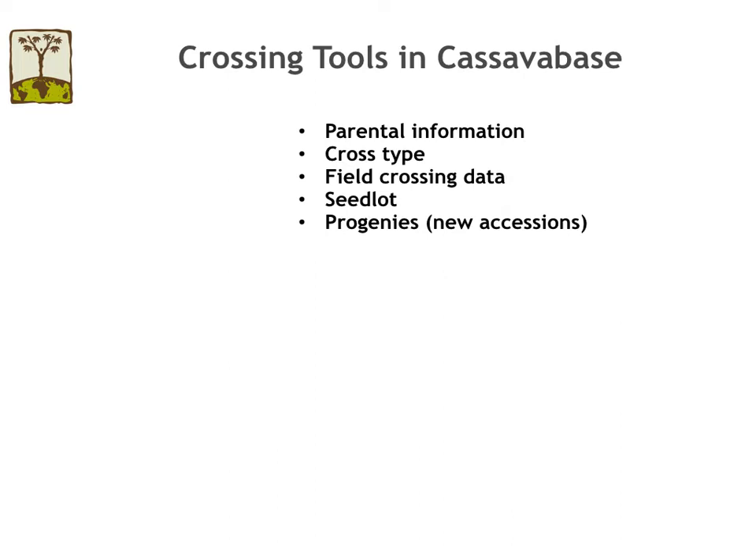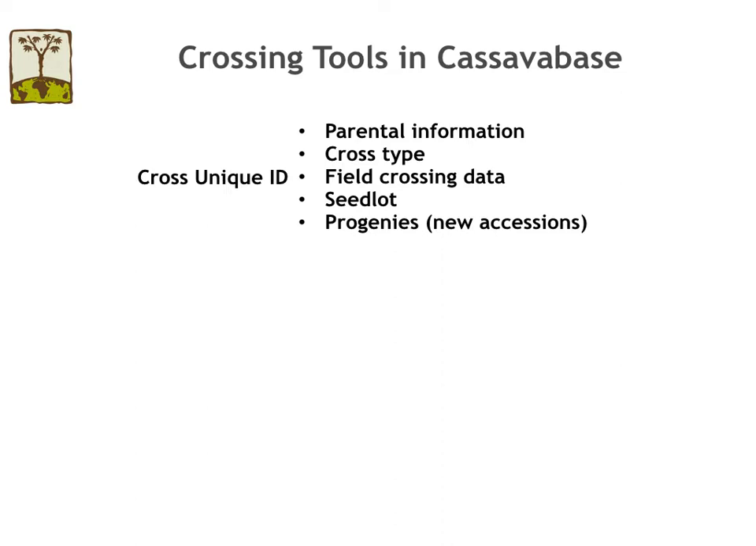Cassavabase can store different types of crossing data, including parental information, cross type, field crossing data, seed lot, as well as progenies derived from the cross. All of the data related to each cross is linked to a unique identifier in the database, which we call the cross unique ID.